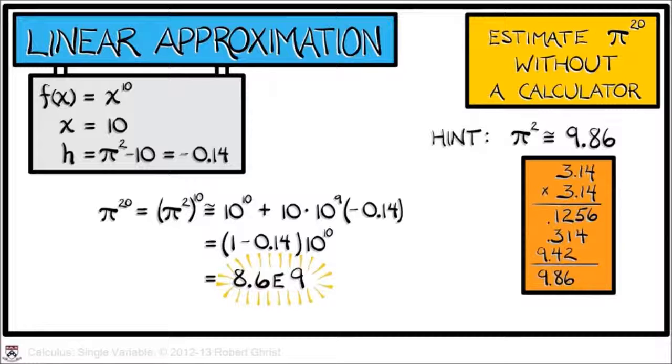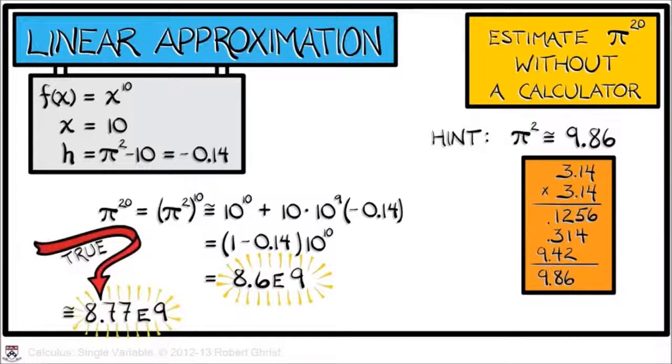In scientific notation, that would be 8.6 E9. The true answer is approximately 8.77 E9. We're not terribly close, but we at least got the number of digits correct and the first digit correct as well. We're within 2%.